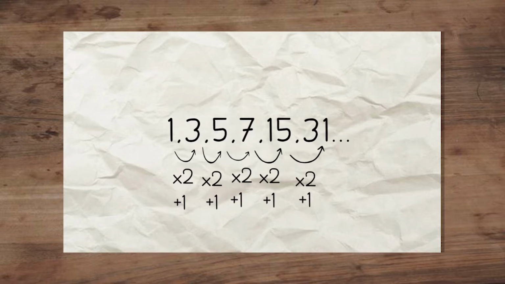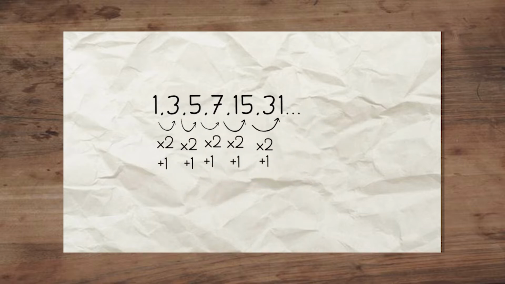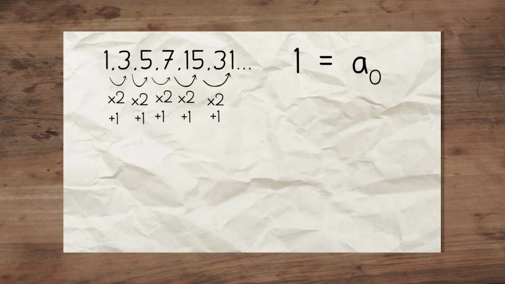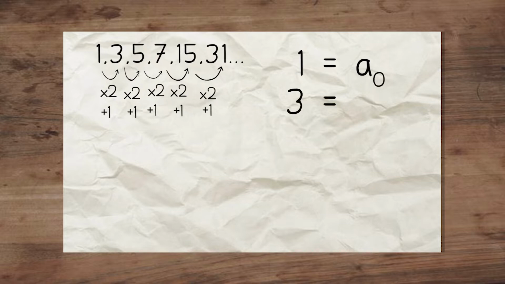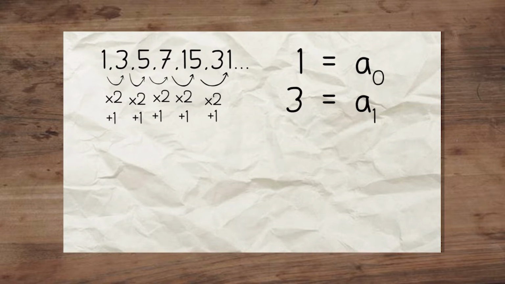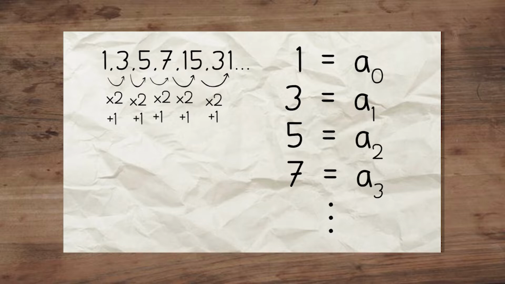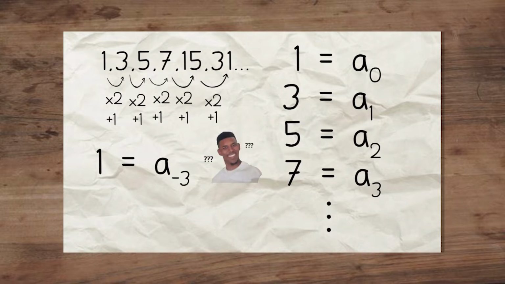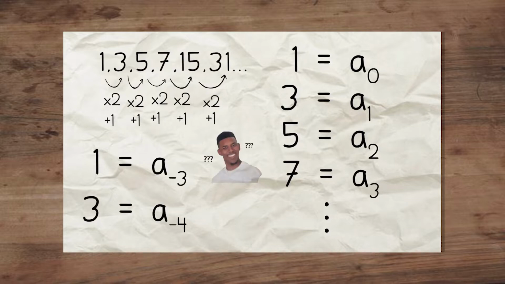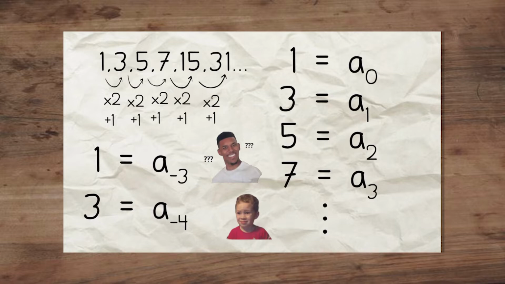We could make this simpler by using a recurrence relation, where 1 can be a subscript 0, 3 can be a subscript 1, and so on and so forth, as long as the first term is a non-negative integer, and the rest that follows are larger than or equal to that.